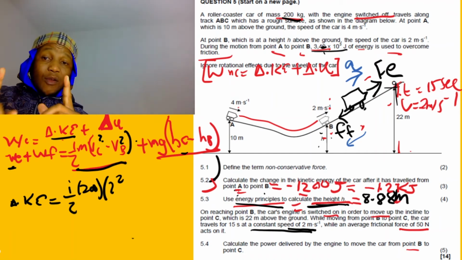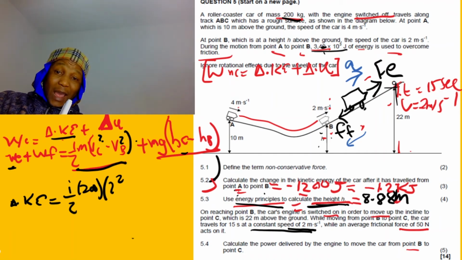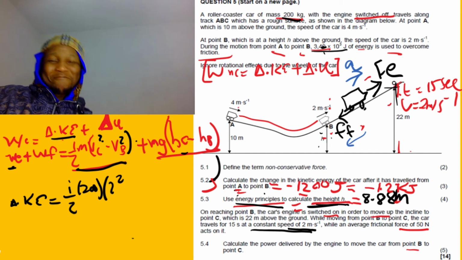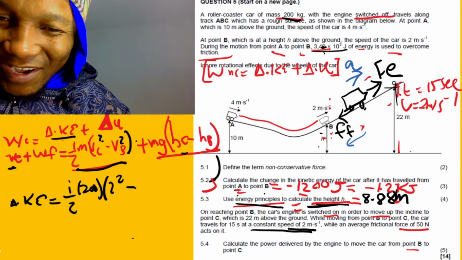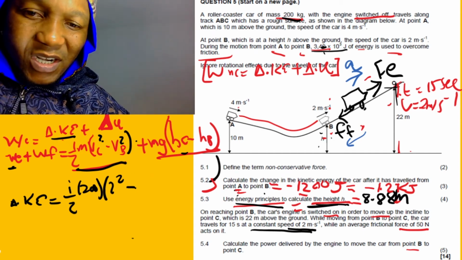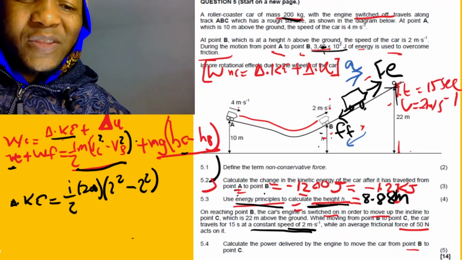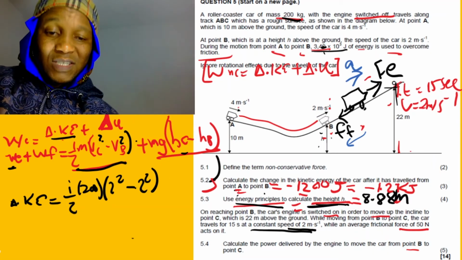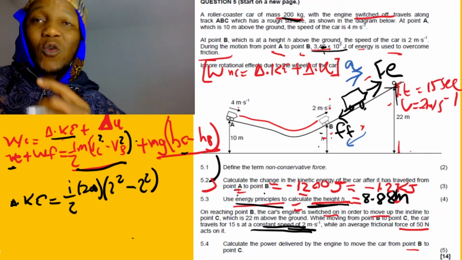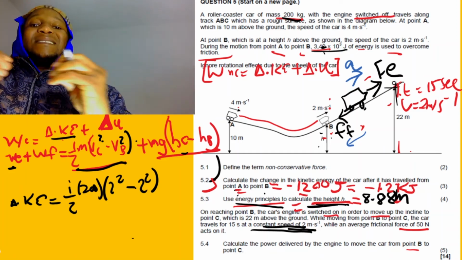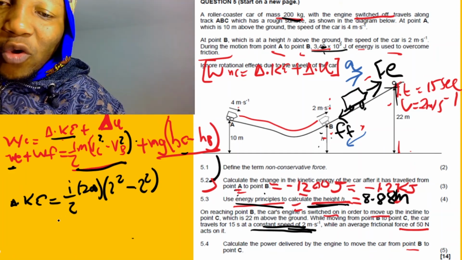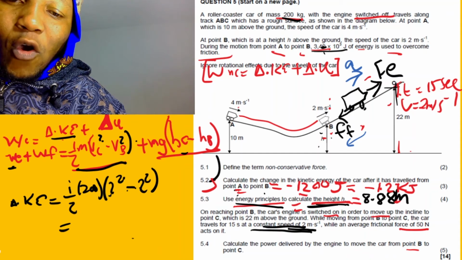I'm sorry. It's supposed to be like this. Okay? That's how it's supposed to be. Velocity at B. What is velocity at B? It is 2 also. You know why? Because they say move from B to C with a constant velocity. Constant means it does not change. It's steady. It's the same. So 2 squared equals 4.